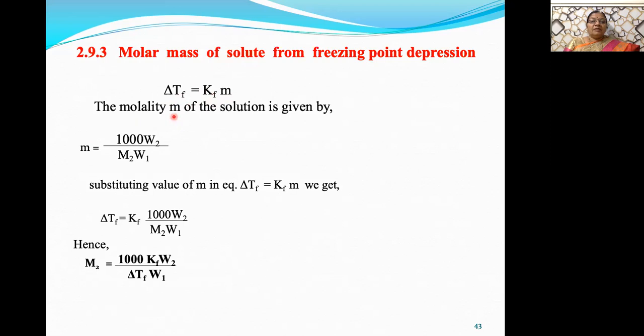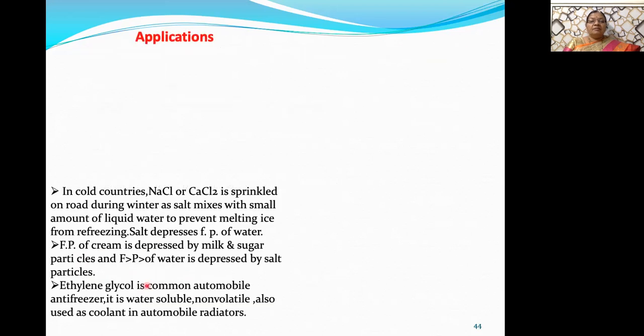Now molality m. From the definition, m becomes 1000 into W2 upon M2 into W1. So put this value of molality m in the equation delta Tf equal to Kf into m. Therefore, M2, that is the molar mass of the non-volatile solute, equal to this. This is the formula by which the molar mass of a non-volatile solute can be calculated if all these quantities on the right-hand side are given or known. Kf is the cryoscopic constant, W2 is the weight of solute, W1 is the weight of solvent, delta Tf is the depression in freezing point.